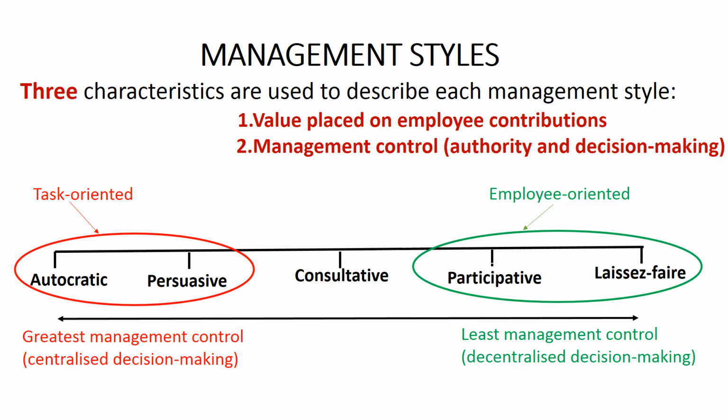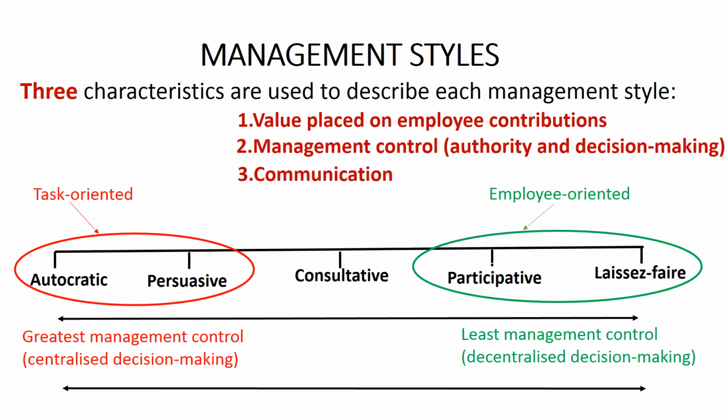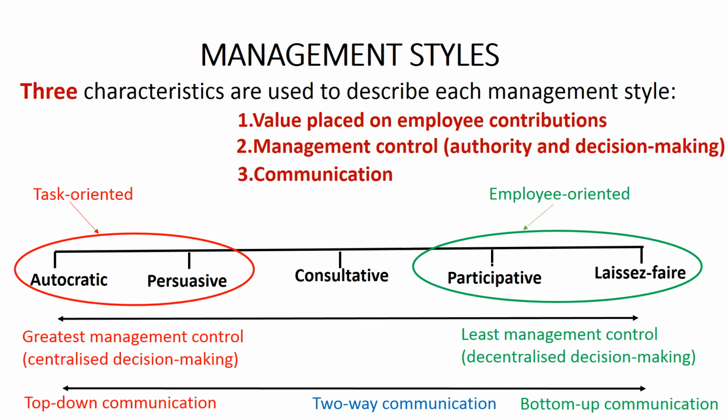The third characteristic that is used to describe the different kinds of management styles is the nature of the communication between the manager and employees when the manager is exercising that management style. That is, the extent to which the communication is either one-way communication, whether top-down from the manager to the employees, or bottom-up from the employees to the manager, or is two-way communication, where communication is both from the manager to the employees and from the employees to the manager.